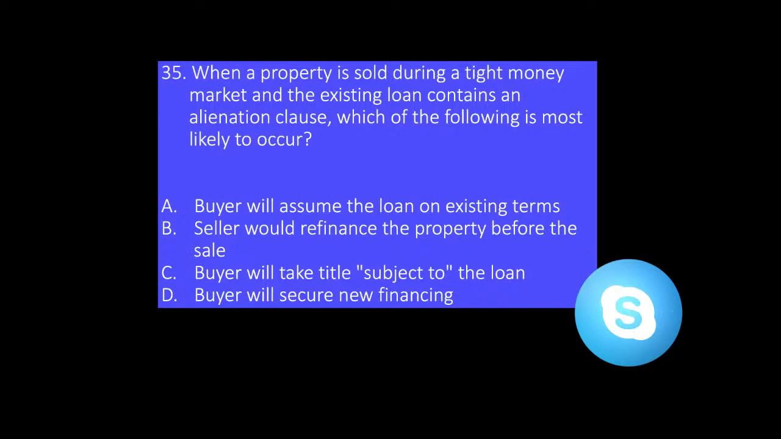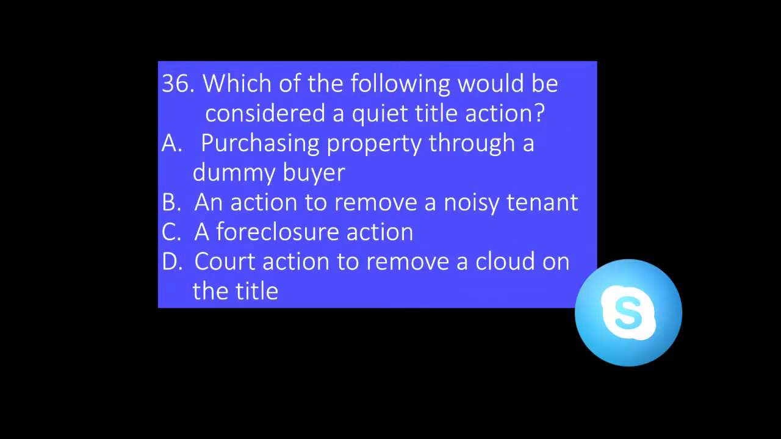All right, let's move on to one last question, and then we're going to call it a night. Which one of the following would be considered a quiet title action? Purchasing property through a dummy buyer. An action to remove a noisy tenant. A foreclosure action. Court action to remove a cloud on the title.